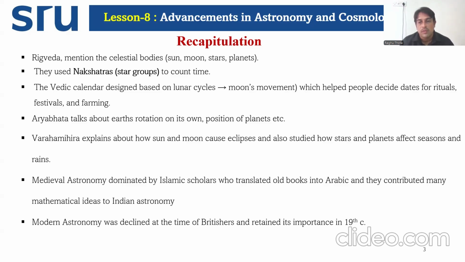In medieval astronomy, which was dominated by Islamic scholars, many Islamic scholars captured our Indian kingdoms, so their impact was evident during the medieval time. Whatever ancient books were there on astronomy were translated into Arabic, and they also contributed to Indian astronomy with new findings. Astronomy declined at the time of British rule, as they did not give importance to it. But it regained its energy and importance after the 19th and 20th centuries.